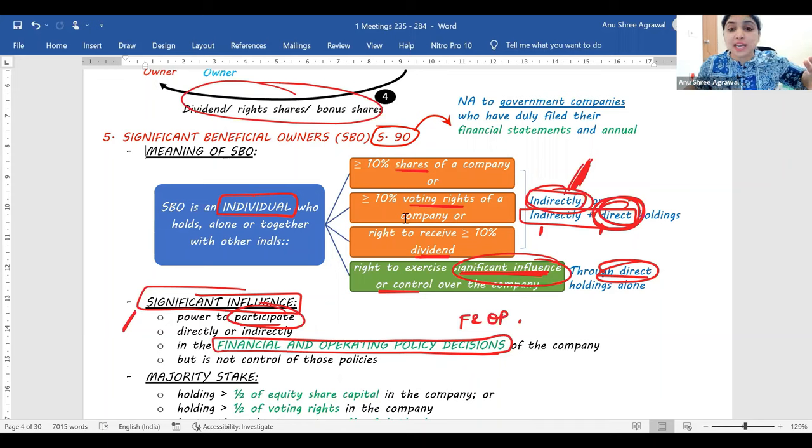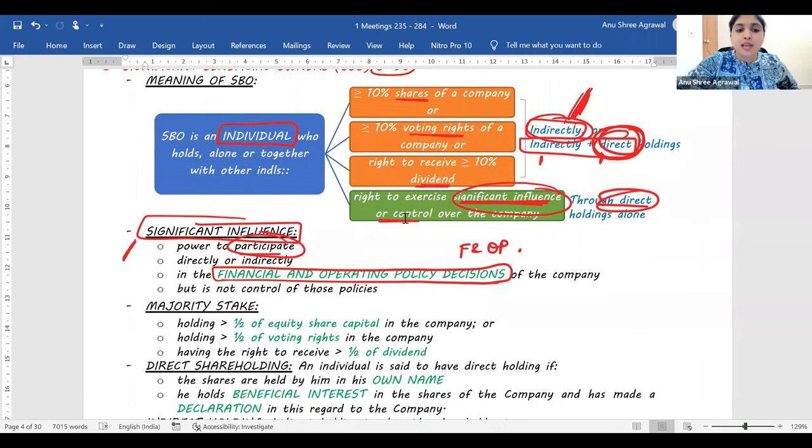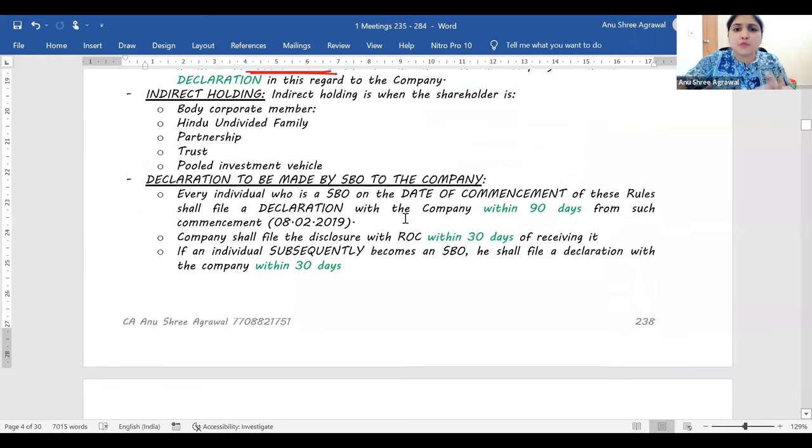Tell me the decisions once again. What kind of decisions? Financial and operating policy decisions. Financial and operating policy decisions of the company, F&OP. Right to participate. Okay, now if I am a significant beneficial owner, I am supposed to inform the company. When should I inform the company? You have to remember this date, 8th February 2019. On 8th February 2019, if I am already SBO, then from 8th February 2019, within 90 days, I am supposed to inform the company. I'm supposed to file a declaration and inform the company about this.